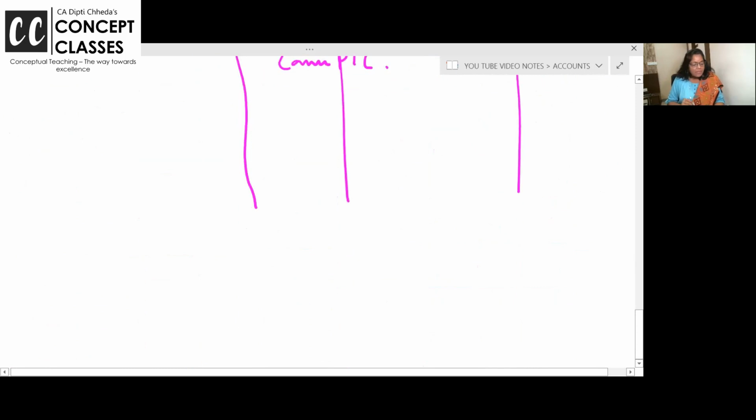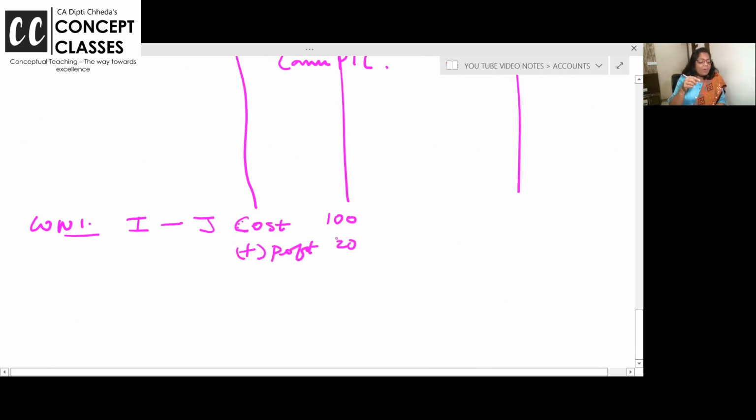Chalo. Now let us go to working note 1. I is transferring the goods to J at cost 100. Loading or profit 20. It's given in the problem. I to J, it is transferred at 20% on cost. So what is the transfer price? 120. What is the transfer price? 120.